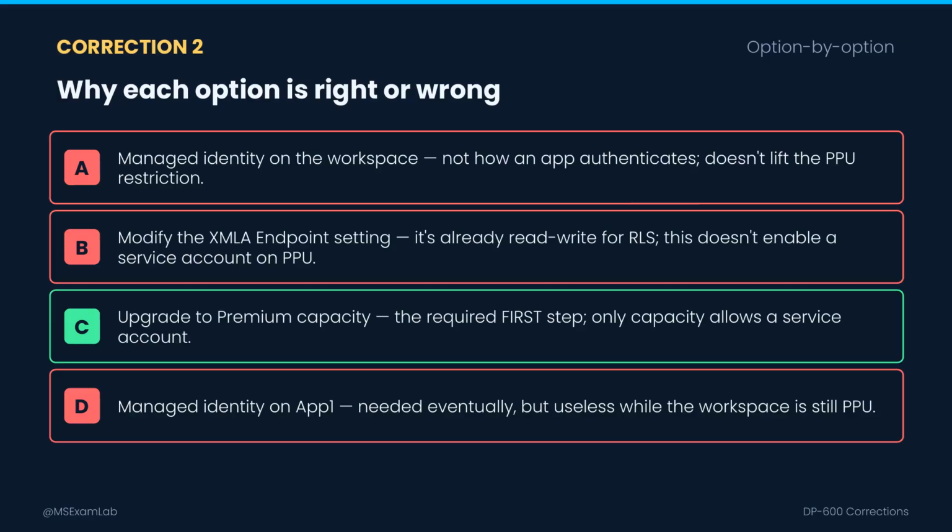Toggling it doesn't enable a service account on PPU. Option C, upgrade to premium capacity. Correct. This is the required first step because only a capacity allows a service account. Option D, add a managed identity to App1. You may well do this eventually, but it's useless while the workspace is still PPU. So the answer is C.